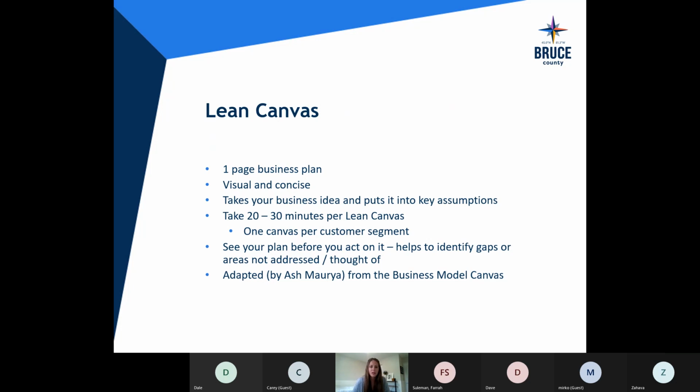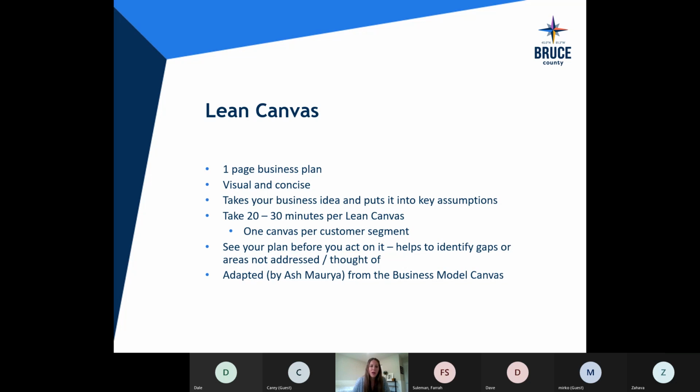As Carrie mentioned earlier, there is such a thing as the business model canvas. If you do a quick Google of that, you'll see what it looks like. There are, I believe, 9 fields as well, however just slightly different in some areas. Some are the same, but others aren't. The lean canvas was adapted by a gentleman named Ash. I don't know how to say his last name, my apologies, Murray or Maurya.